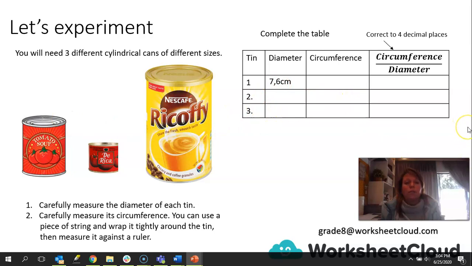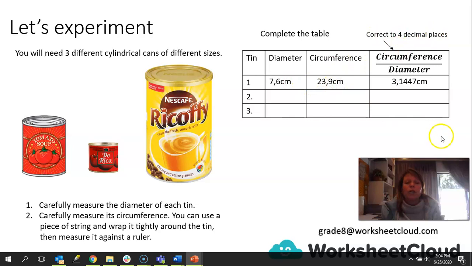The next space was using your piece of string and going right around the outside of the tin, and then measuring it either against your tape measure or your ruler. So it's going around my tomato soup can, I got 23,9 centimeters. Now what I do is I take my circumference and I divide it by the diameter, and I ended up with 3,1447 centimeters. Remember, it said correct to 4 decimal places.